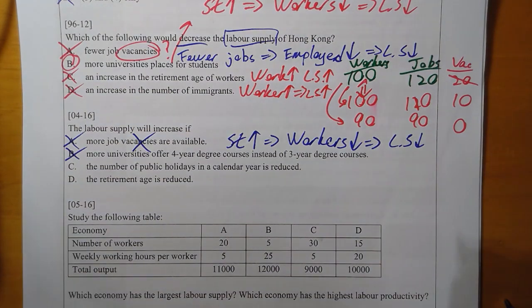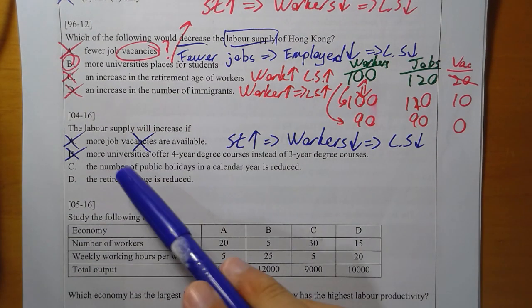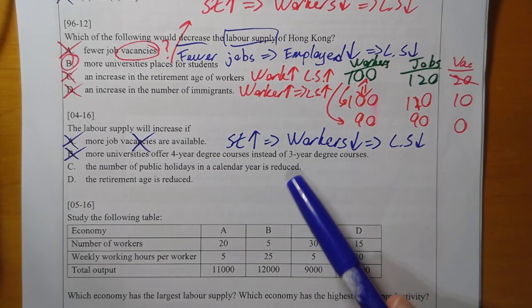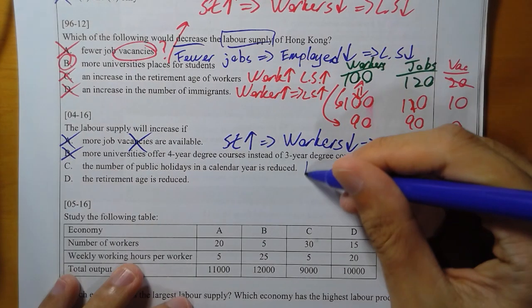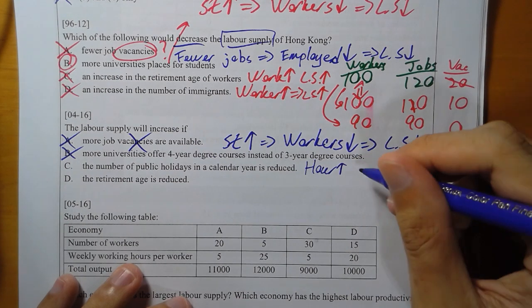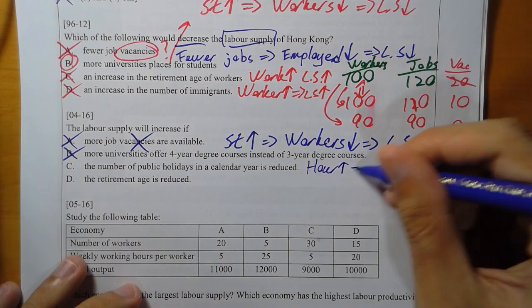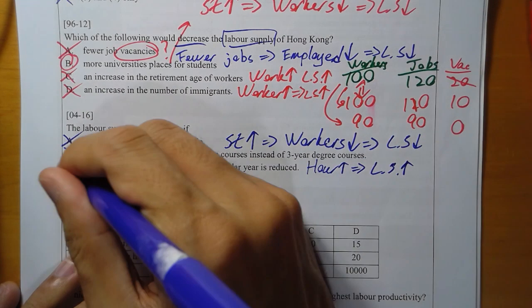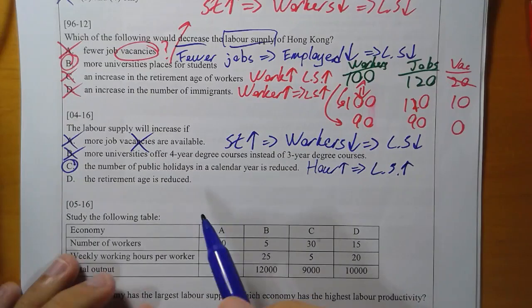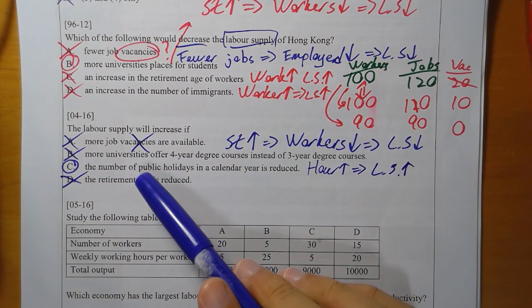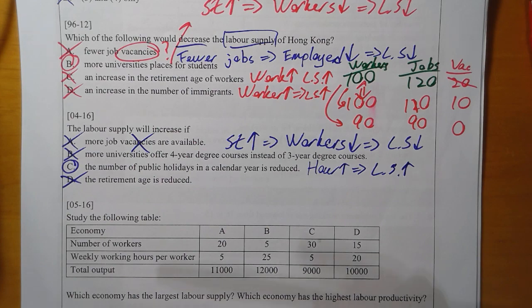This actually would decrease labor supply. B is not correct. Now here, C, number of public holidays is reduced. So this one, you see, working hours would actually increase. So labor supply would increase. This is the answer. Retirement age is reduced. No, it's just the opposite. 上升先會上升啊嘛 alright?